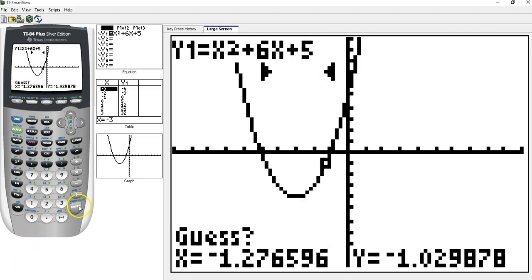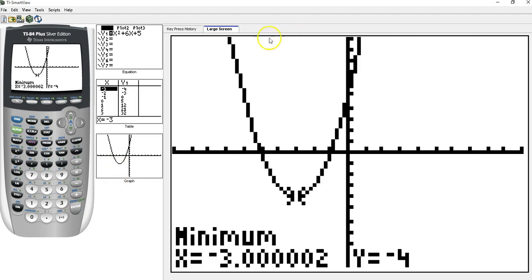Enter. Enter to guess. Okay, (-3, -4). So the minimum value for that function is negative 4. And it's located at x equals negative 3. So there you go. So a little bit about maximum and minimum values, which will be helpful when you're trying to do some of the word problems, and also a little bit on how to use your calculator to compute that stuff. All right, so we'll dive more into this next lesson.